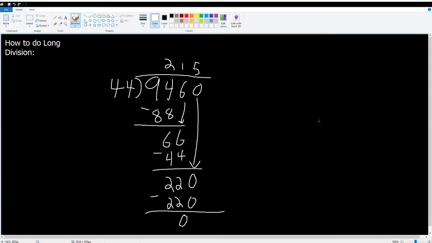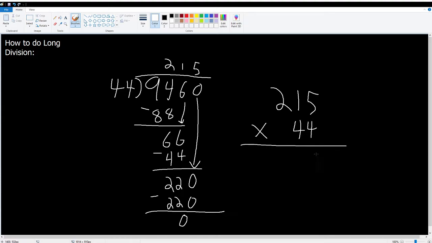Okay. So you get 44 times 215 is equal to 9,460. Okay. So I'll just check this one just this one time, but in the future, I probably won't check it as much, only because it's kind of a little bit tedious to do so. But let's go through with this.